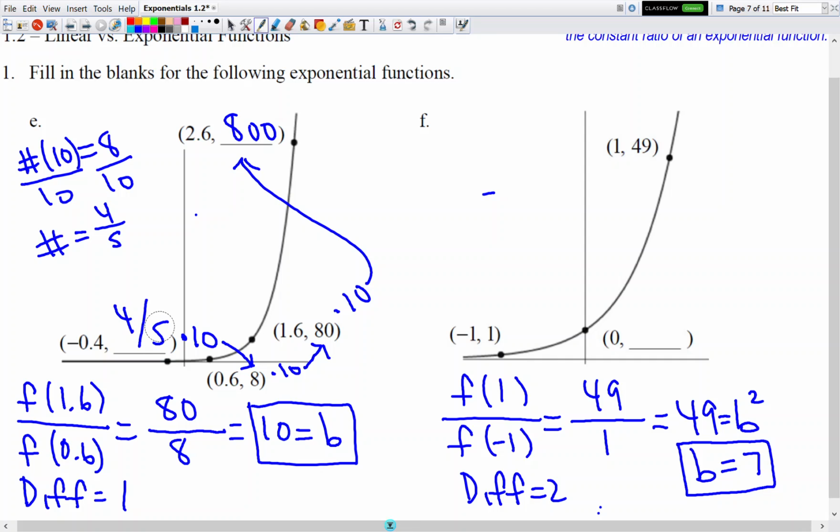Okay, so 4/5. Okay, so this next one. What do we got? 1 times 7 equals our next y value, which is 7. And just to make sure it works, we're going to go with this number times 7. Does that make 49? It sure does. Okay, so it works.